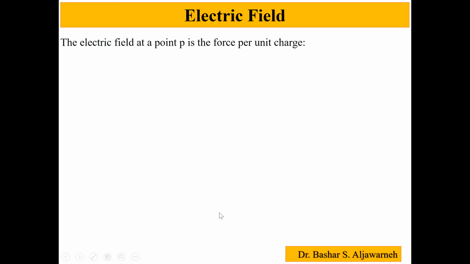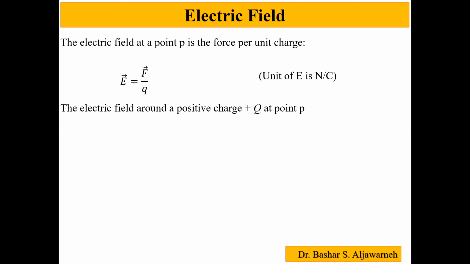The second subject for today is the electric field. Now, the electric field simply is a vector, same as the electric force. It can be defined as the electric force per unit charge at a certain point, in units of Newton per Coulomb. Let me take it as an example. What is the electric field around a positive charge, such as positive Q, at point P? Okay, this is my positive charge, and this is my point P.